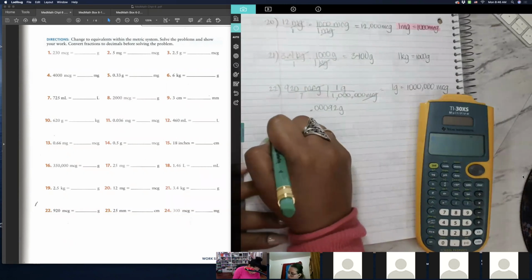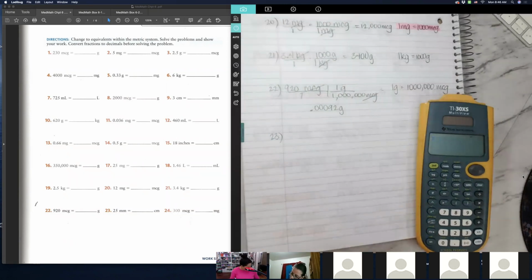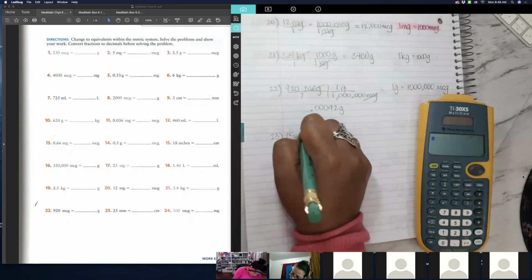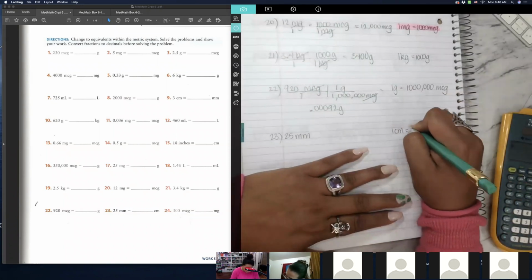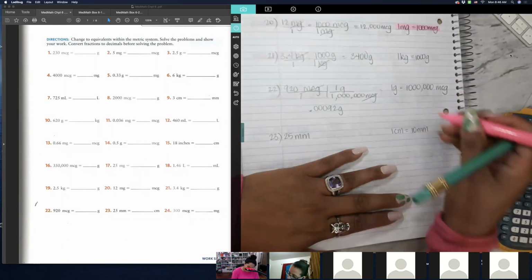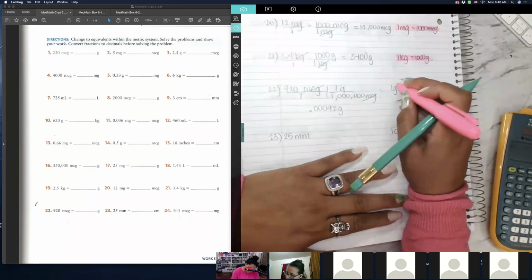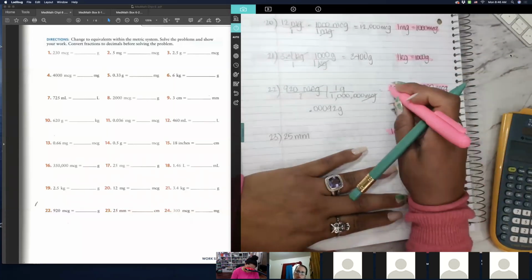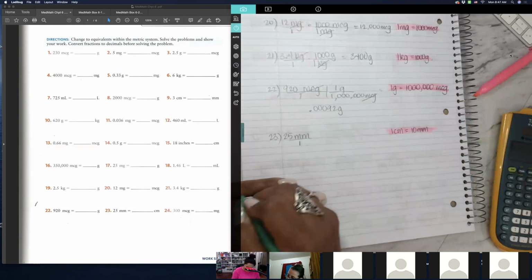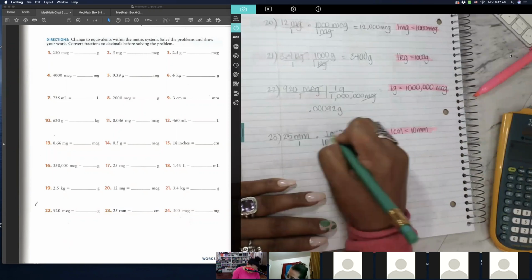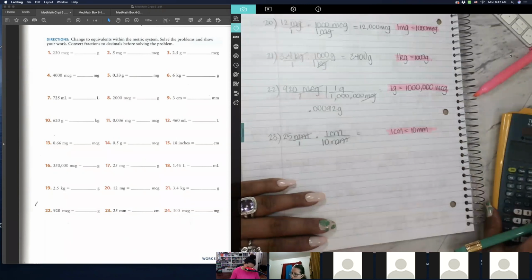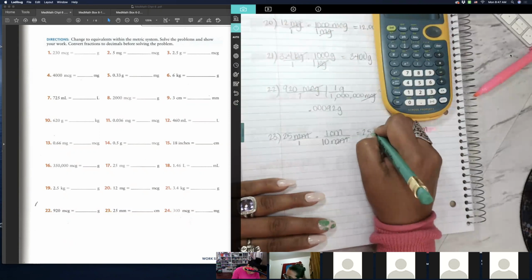Okay, number 23, 25 millimeters, and we want to convert to centimeters. So 1 centimeter equals 10 millimeters. Over 1, 10 millimeters goes in the bottom, so my unit can cancel. And then 25 divided by 10 is going to give me 2.5 centimeters.